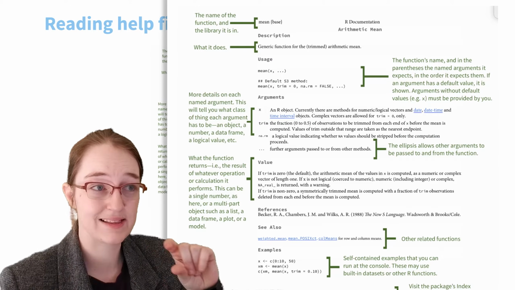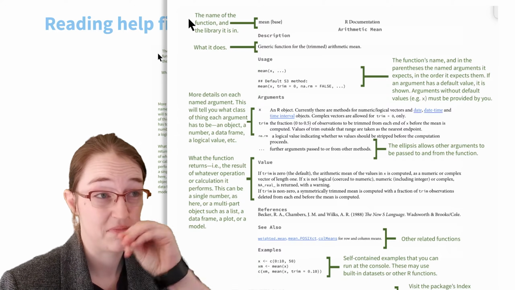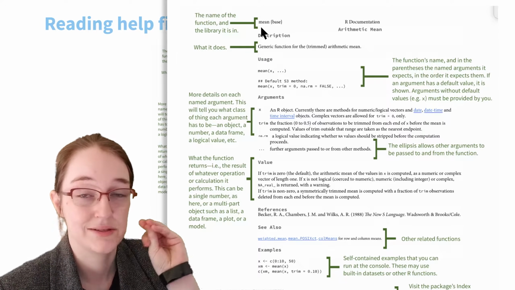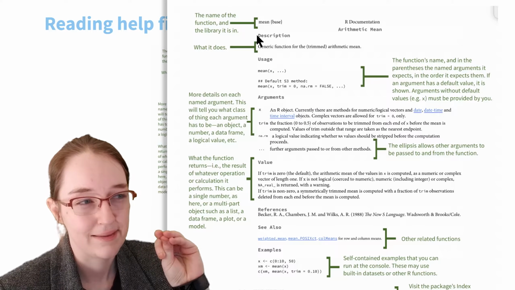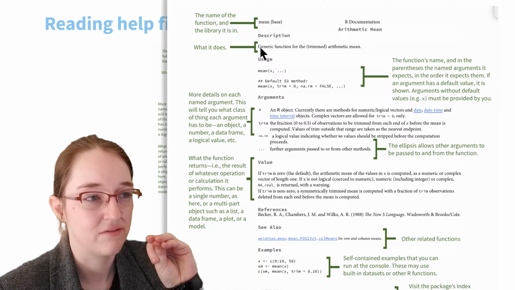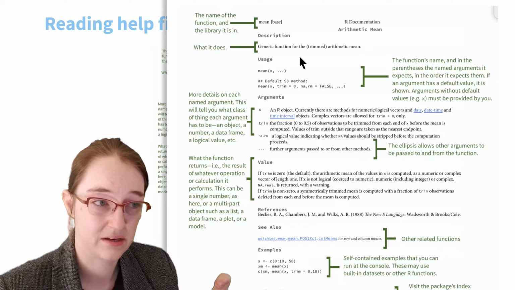All right, so first at the top, we're just zooming into this pane. You have the name of the function and the library it's in. So here we're looking at the mean function. It is in the base library. And then we have a description of what it does. Here, it's a generic function for the trimmed arithmetic mean.